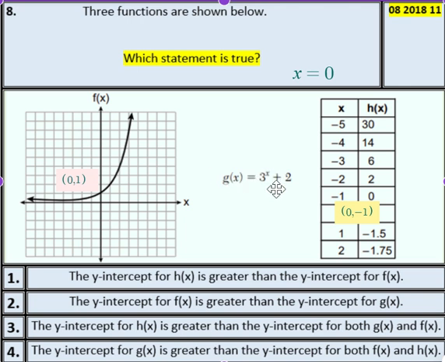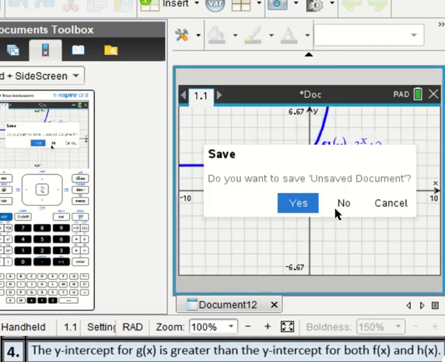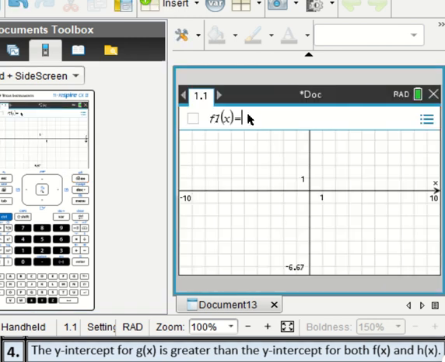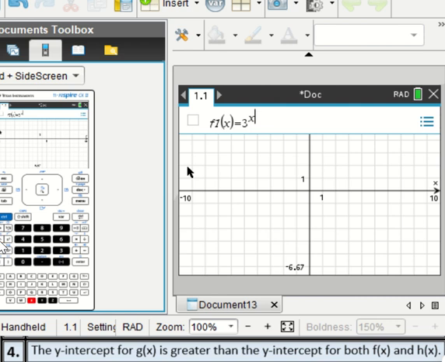So let's go to our TI-Nspire graphing calculator. So from our home screen, new doc, say no to save, and add a graph page. Now, we're going to type the 3. We're not going to use the squared key, though. We're going to use the key right next door, the caret. That's the to the power of key. And we're going to put x in the exponent.